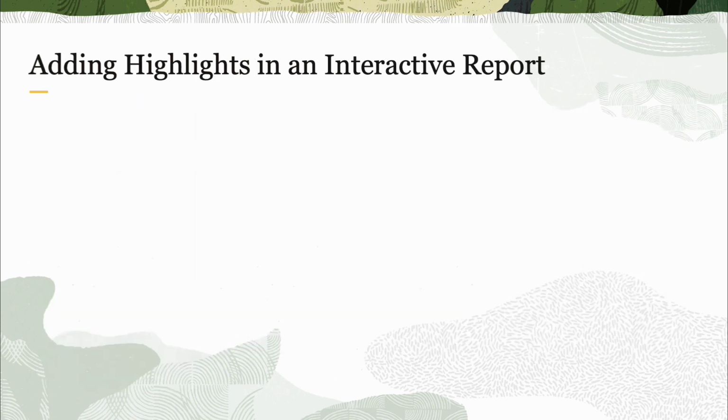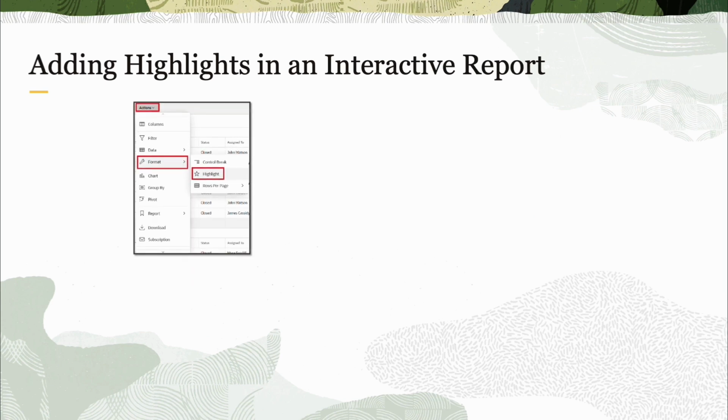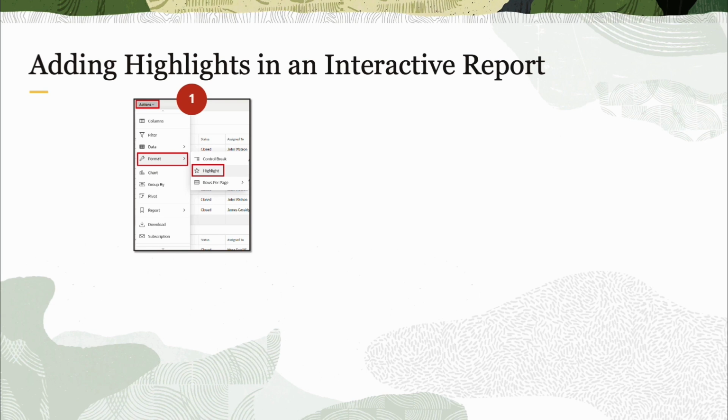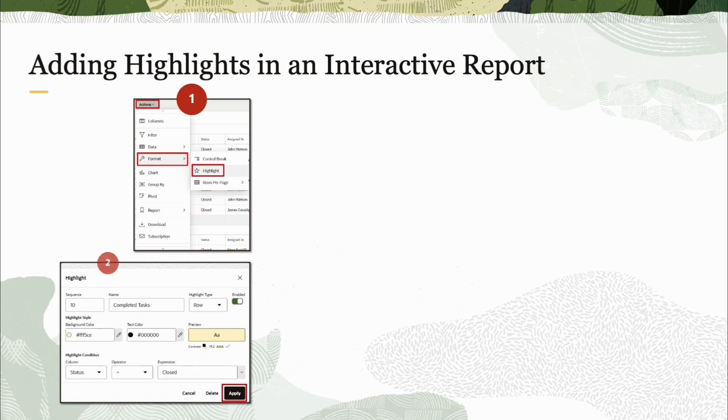End users can also customize the display of interactive report by highlighting specific rows in a report based on a condition. To do that, you can go to Actions menu and select Format submenu and click on Highlight from the available options. This opens up the Highlight dialog box. Here you can give a name to the highlight you're going to apply and select whether it's a row type highlight or a column type highlight. You can also specify the background color, text color, and see the preview of how this would look once it is applied. Under highlight condition, you can specify the condition based on which this highlight will be applied.